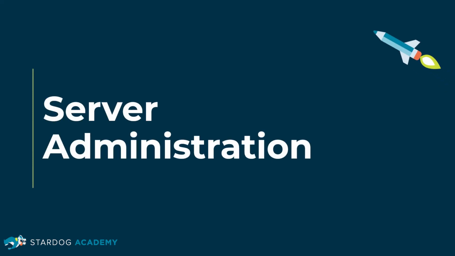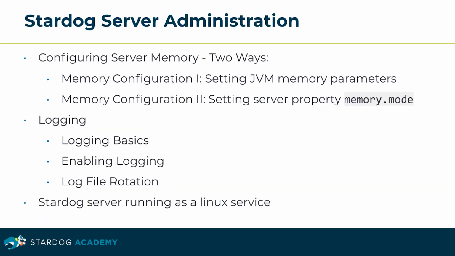This section is about Stardog server administration. In this section, we will discuss 3 topics about configuring the Stardog server. First, configuring server memory, and there are 2 different ways to do this. Second, logging. And third, running the Stardog server as a Linux service.